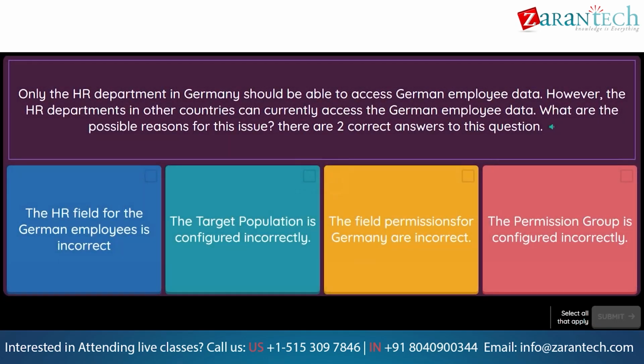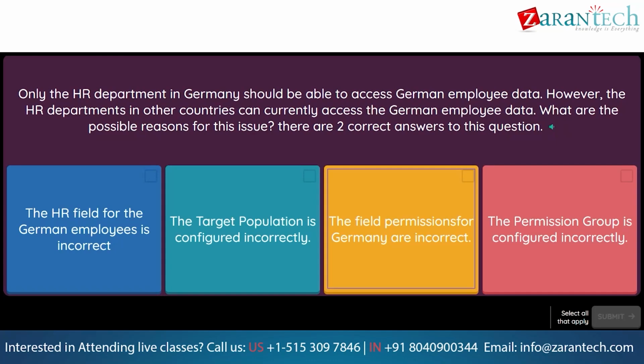Question: only the HR department in Germany should be able to access German employee data. However, the HR departments in other countries can currently access the German employee data. What are the possible reasons for this issue? There are 2 correct answers to this question. Option 1: The HR field for the German employees is incorrect. Option 2: The target population is configured incorrectly. Option 3: The field permissions for Germany are incorrect. Option 4: The permission group is configured incorrectly.